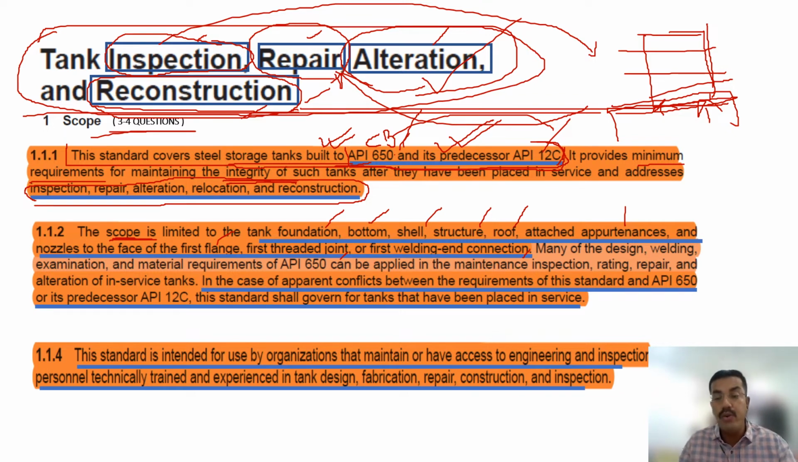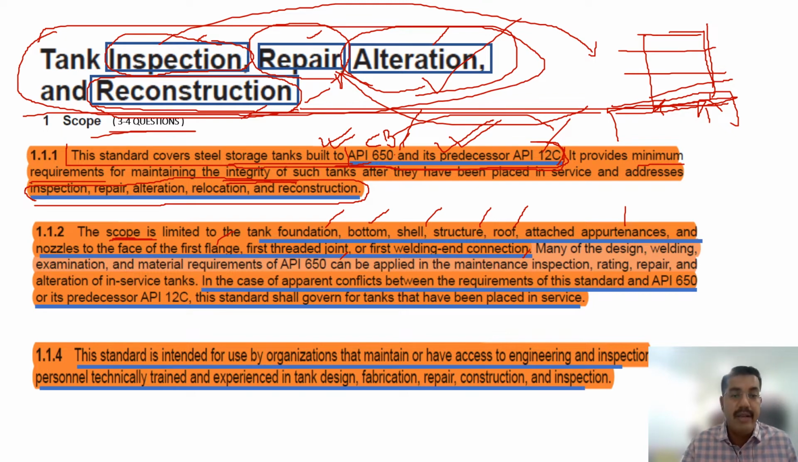So the scope you should know very importantly, because if you don't know the scope, you cannot read a document. To read a document, you need to know the scope first. Okay, so the scope is here. Here it is mentioned, and the same scope it is mentioned in 650.